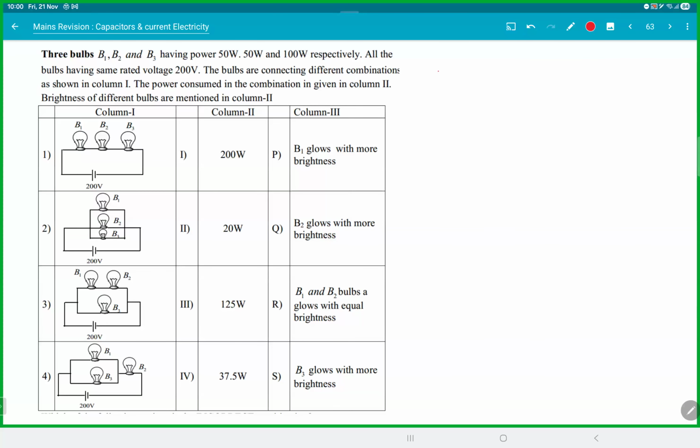So just to calculate the resistances, R1 will be voltage square, V square by 50. R2 is also the same. R3 will be V square by 100. So for convenience, if I take R1, R2 as 2R, then R3 will be R. So basically this is 2R, and 2R, and this is R. Okay? Now ask yourself, all three are in series, same current is flowing. What is the power in the bulb? I square R, right? Which will be bigger? B1, B2, right? So in the first case, B1 and B2 will glow brightest.